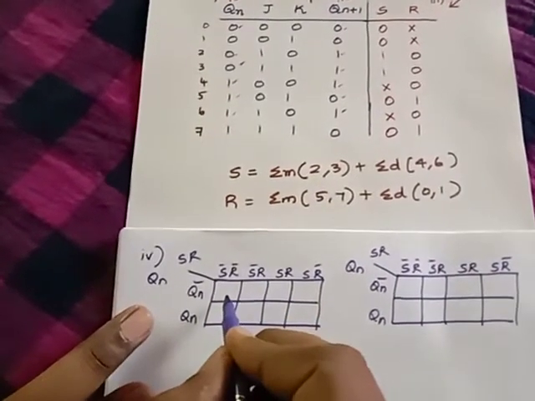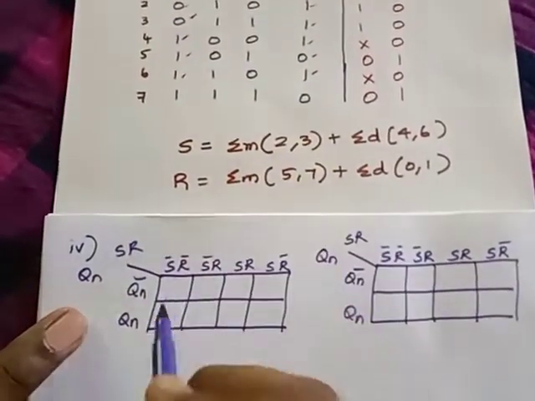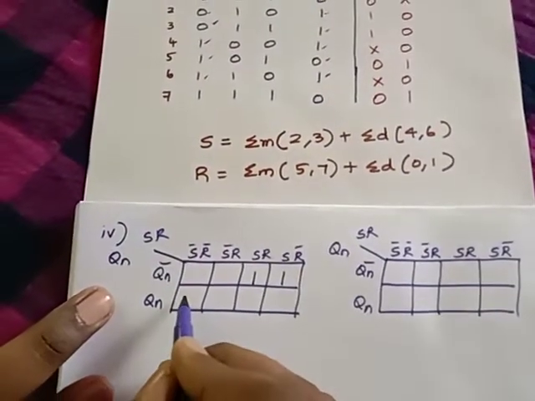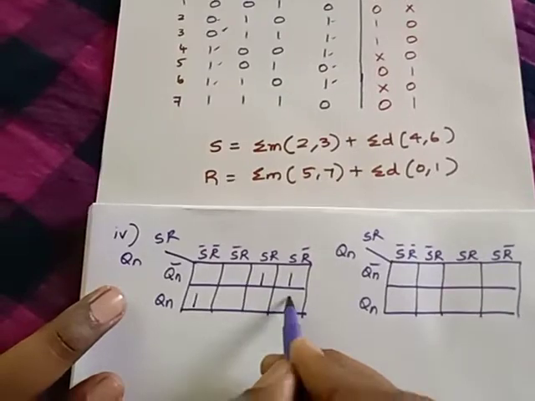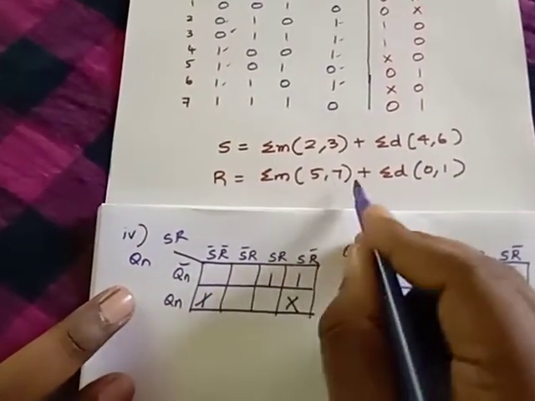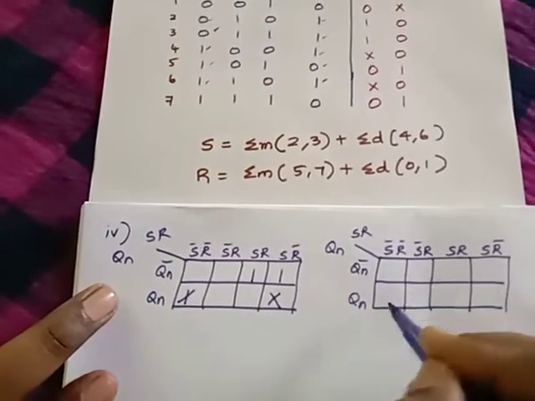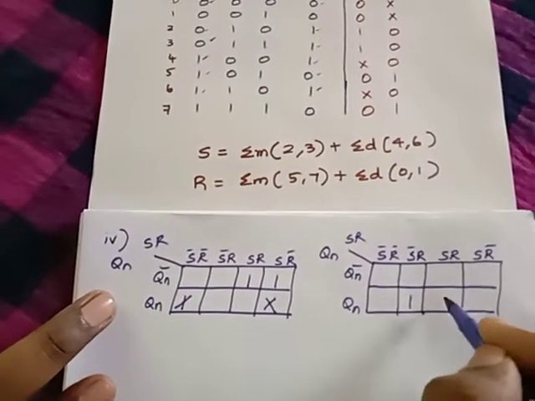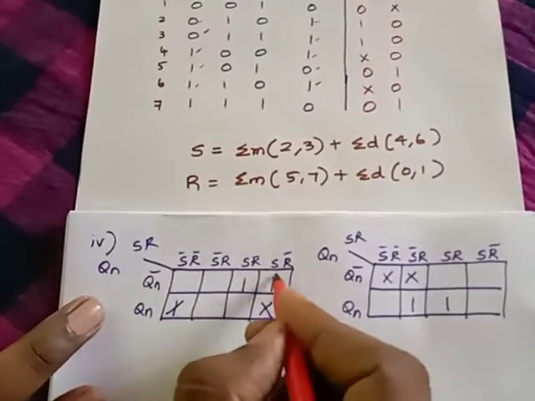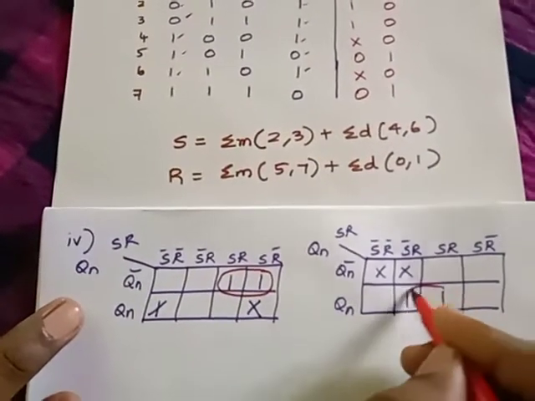So the min terms are, for S it is 2, 3, that is 0 1 2 3. Don't care are 4 5, sorry, don't care, it is X, correct. And similarly for R it is 5 and 7, 0 1 2 3 4 5 6 7. Don't care are 0 and 1. So when you group it, you will be only getting these possibilities, right?